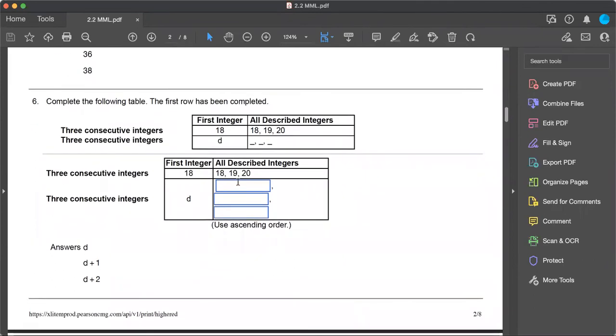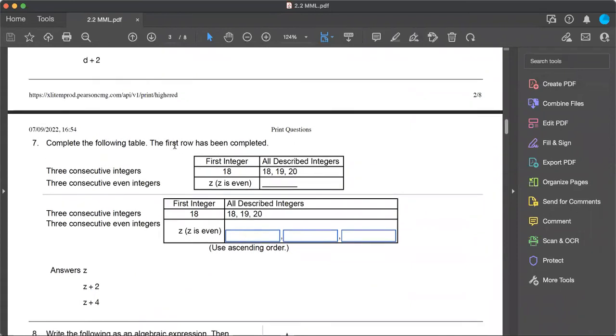Number 6 says complete the following table. First integer, 3 consecutive integers. The first integer is 8. The consecutive integers would be 8, 9, and 10. If your first integer is instead the letter D, then your first term is going to be D. Your next term is going to be D plus 1, because it's consecutive. And then the next one's going to be D plus 2. Does that make sense? So they are 3 consecutive integers, and we start with D: D, D plus 1, D plus 2.